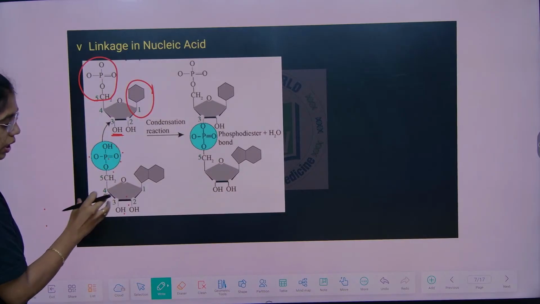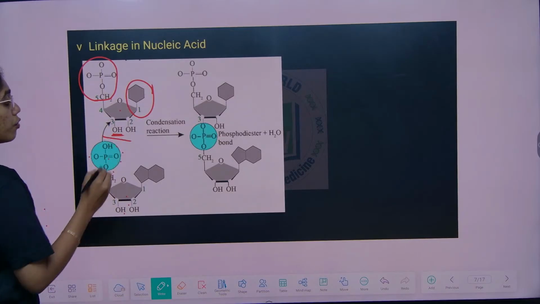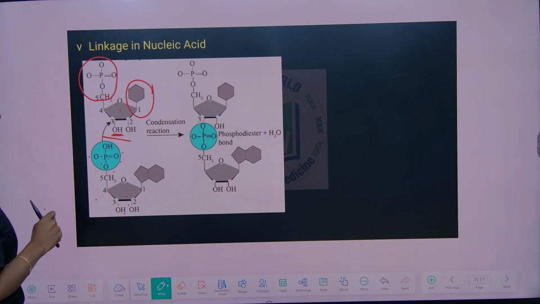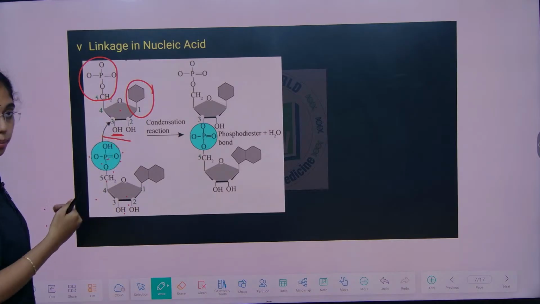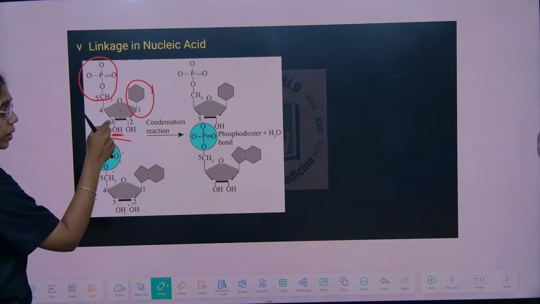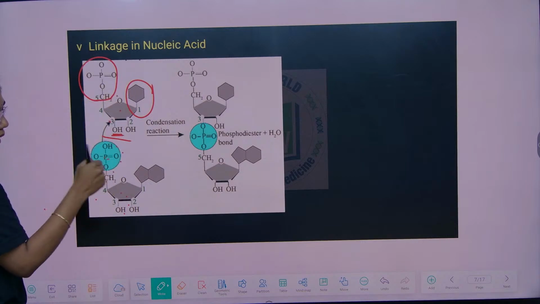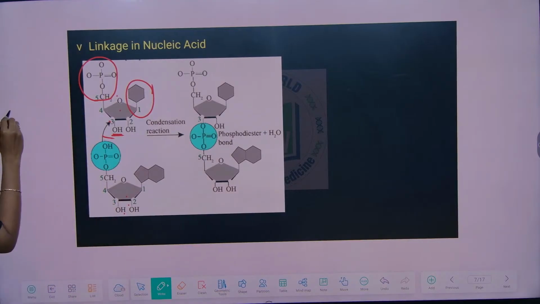The phosphate group of the succeeding nucleotide is bound to the preceding nucleotide via a phosphodiester bond, because one ester bond is already there between the phosphate group and carbon, right? And one more phosphoester bond is required to bind the third carbon and the phosphate group. This is how two nucleotides are connected. So, two nucleotides are connected via a phosphodiester bond.